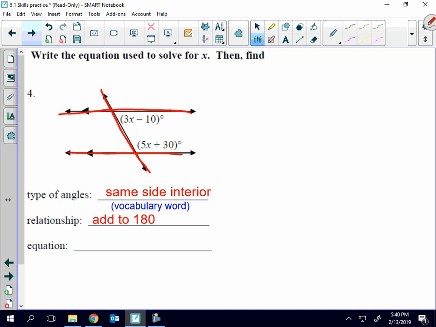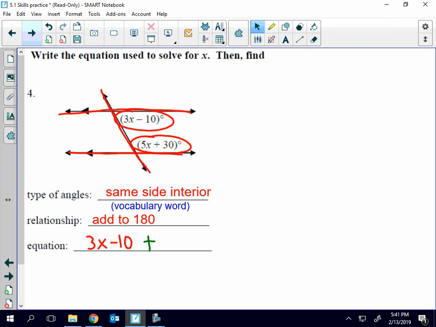So what I want to do is take one angle plus the other angle equals 180. So here I am writing, and I will color code it for you. Let's call the first angle 3x minus 10. Okay, and now this is me adding the other angle.